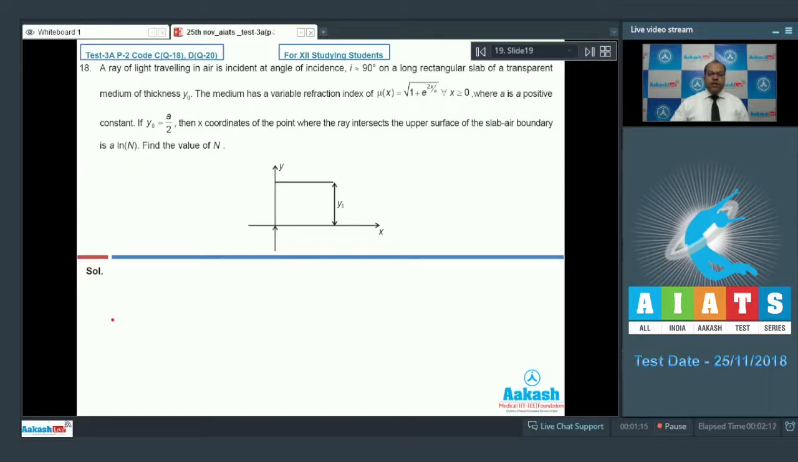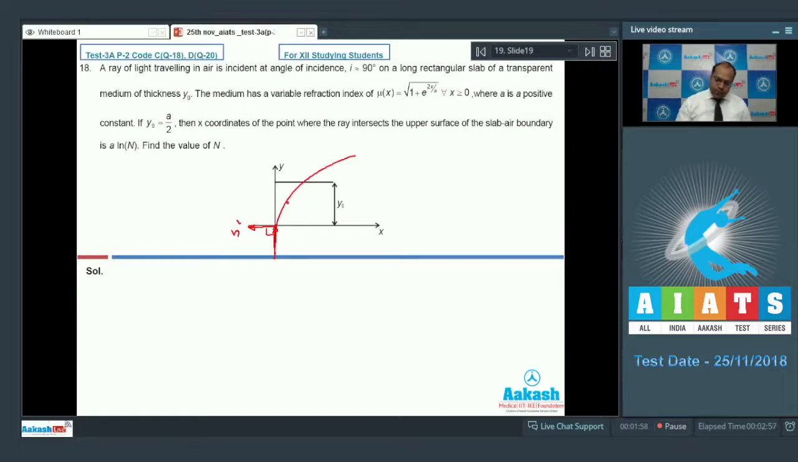So it is given in the question that at t equal to 0, the ray is incident at this point and the refractive index is varying along the x-axis. At this point, if I draw the normal, it is in this direction, so the angle of incidence is 90 degrees. Since as x increases, mu increases, the ray will deviate towards the normal. So it will go in this way.